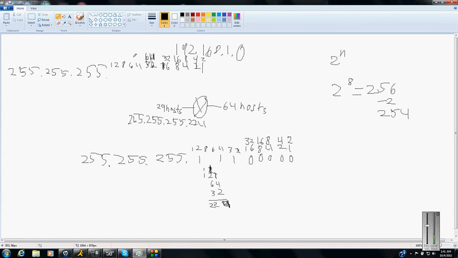64 there. And remember, we have to subtract 2. 64 minus 2 is 62. That is less than 64, so we need to go one more. Up to 128. This actually gives you 126 usable hosts. Because you can't use the subnetwork address and you can't use the broadcast subnetwork address.